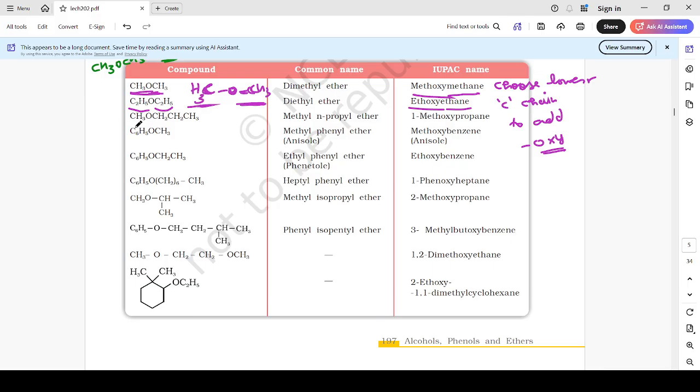The next one, CH3, O, CH2, CH2, CH3. This side I have only one carbon, but this side I am having three carbons. So oxy should be added to the lowest carbon containing chain. So this is my lowest carbon containing chain. How many carbons? One carbon. So how should I call it? Methoxy. And how many carbons are there? Three carbons. Propane. Methoxy propane.